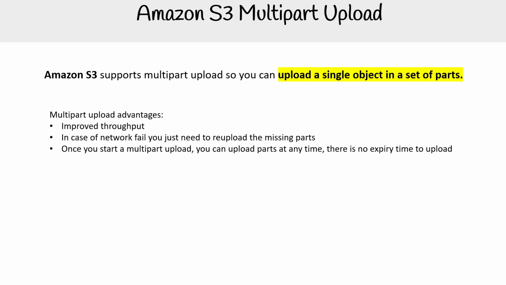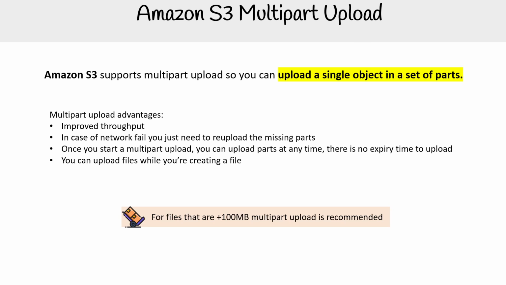Once you start a multi-part upload, you can upload the parts at any time. There's no expiry for when you have to upload all the parts. You can upload files while you're creating the file, which is quite interesting. AWS generally recommends this if you have files that are 100 megabytes or larger to utilize multi-part upload.